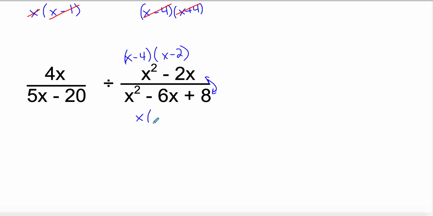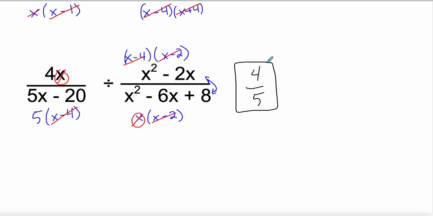X, take an x out, x minus 2. And then over here, 4x stays as 4x. Over here, we can take a 5 out, x minus 4. And then we can start canceling binomials. So x minus 4 goes away, x minus 2 goes away. I have an x there and an x there. That's just a single factor. Those go away. And I'm left with a 4 on the top and a 5 on the bottom, or 4/5.